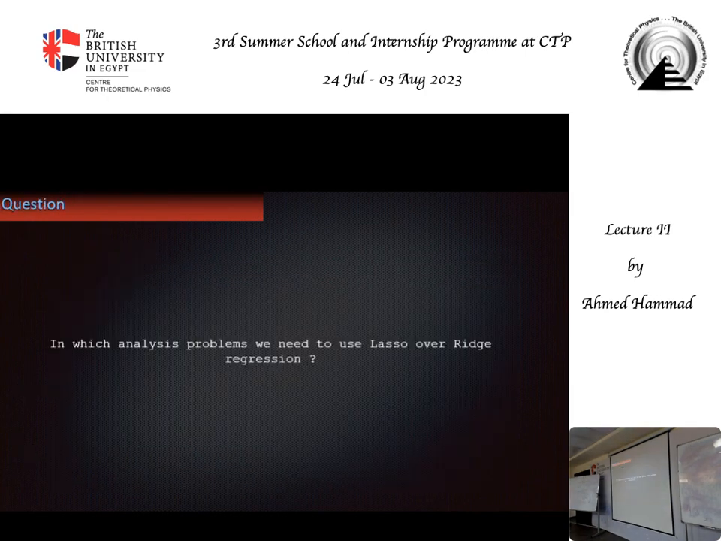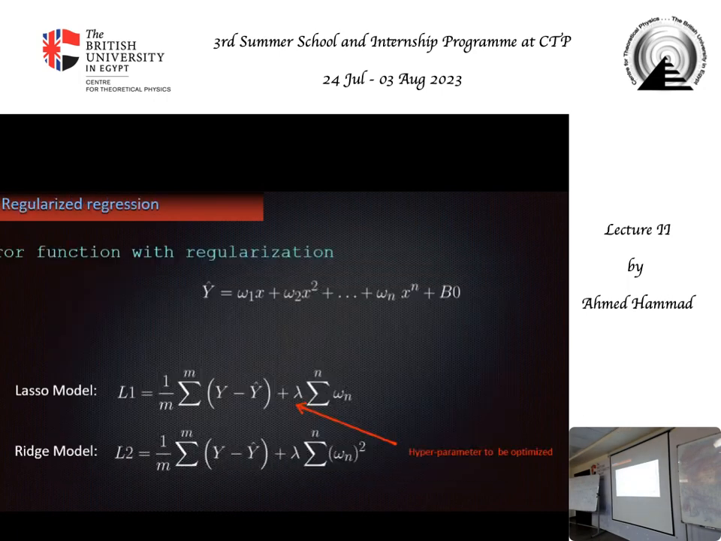Exactly. In which analysis problem do we need to use lasso over ridge regression? Like in which kind of problem might we use this one over this one? Both of them are exactly the same. Both of them are penalizing the increase of the polynomial power, right? But one is only without the square.